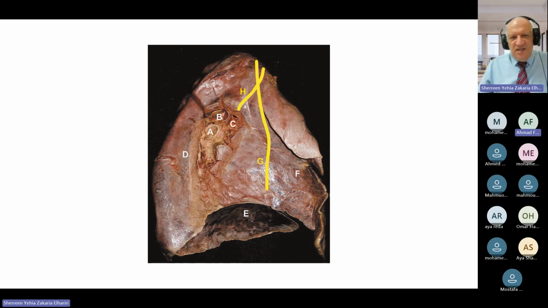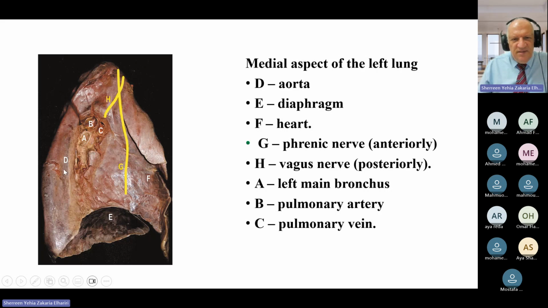Of course, because you mentioned this is the aorta, it is posterior and this is anterior. So A is the trachea, hilum; B is the pulmonary artery; C is the pulmonary veins. Okay, we can see here. Of course, D again is the aorta. This is related to the diaphragm. This is the impression of the heart, but we are looking for H, the vagus, and G, the phrenic nerve. You mentioned A is the left main bronchus, the artery above is B, and C is the pulmonary vein.